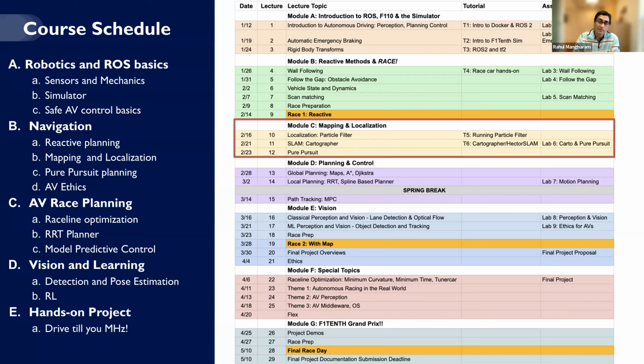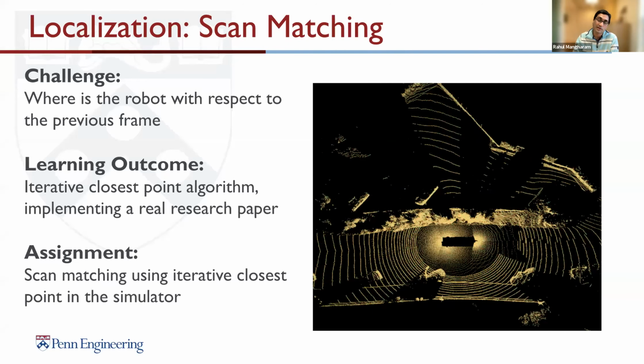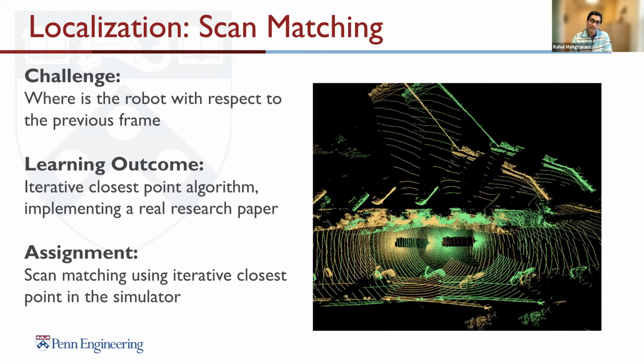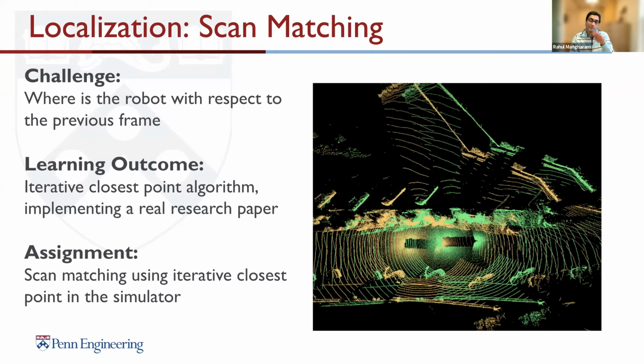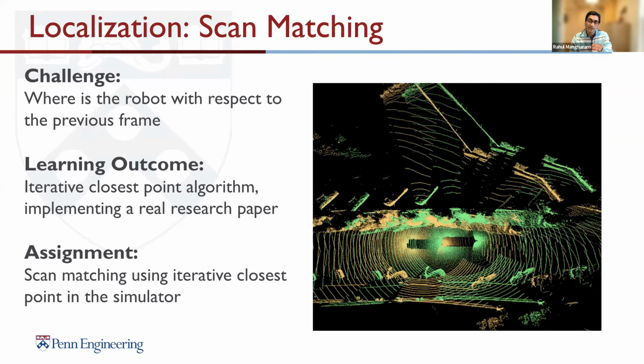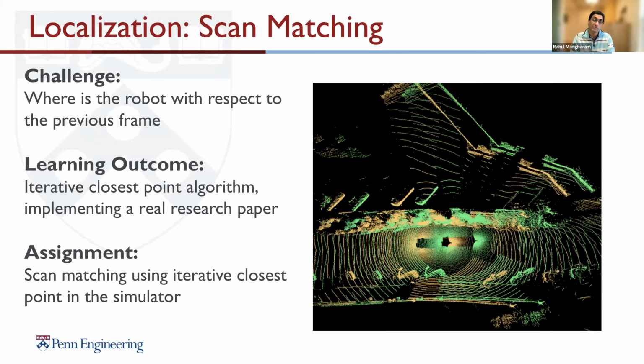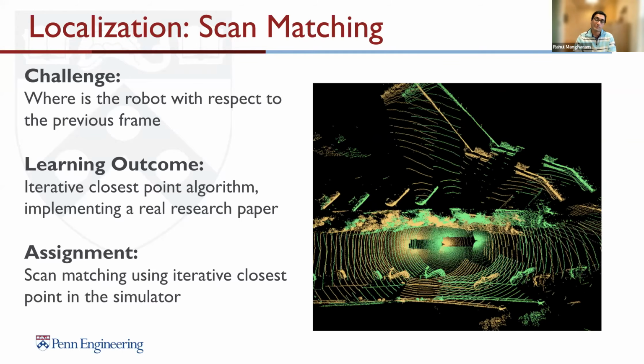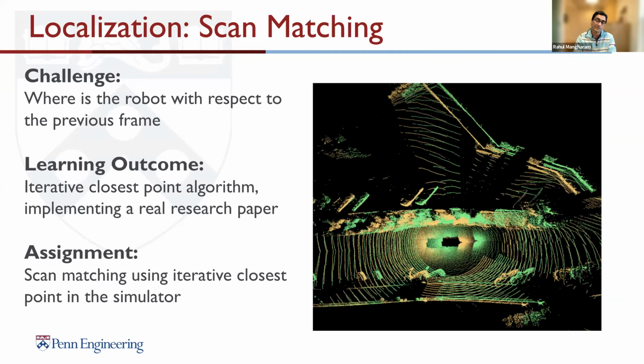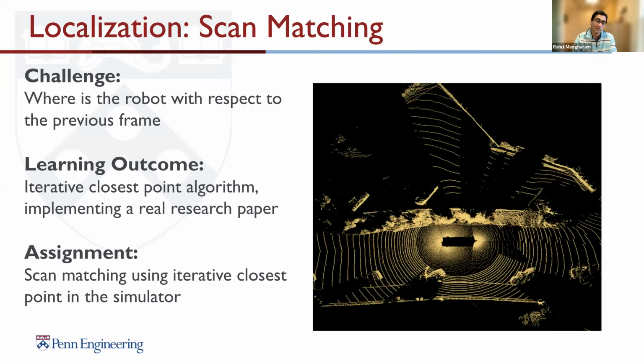Then we'll look at mapping and localization. If I have a map, I can definitely drive faster, but let's see how that works. At the core of all these mapping and localization algorithms is something called scan matching. That's basically saying, okay, I'm here right now and I moved. How do I know how much I moved based on 2 snapshots that I have? I want to register these 2 snapshots to figure that out. So how much did I move with respect to the previous snapshot?